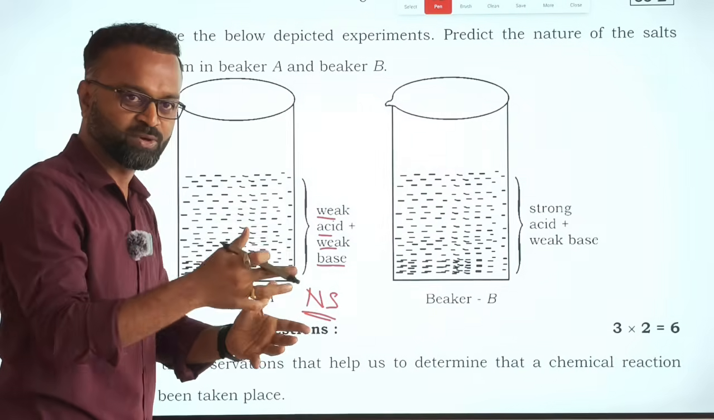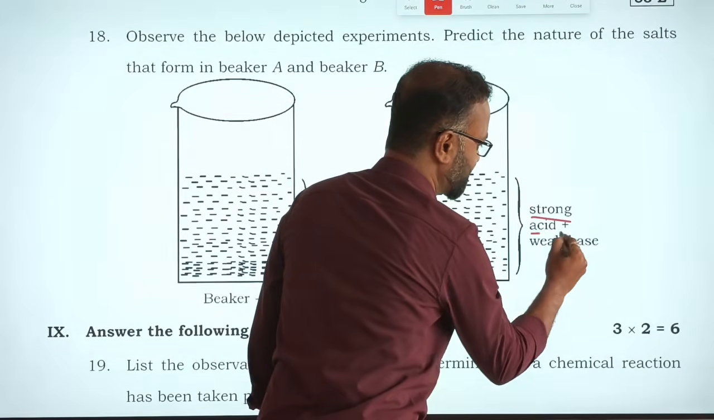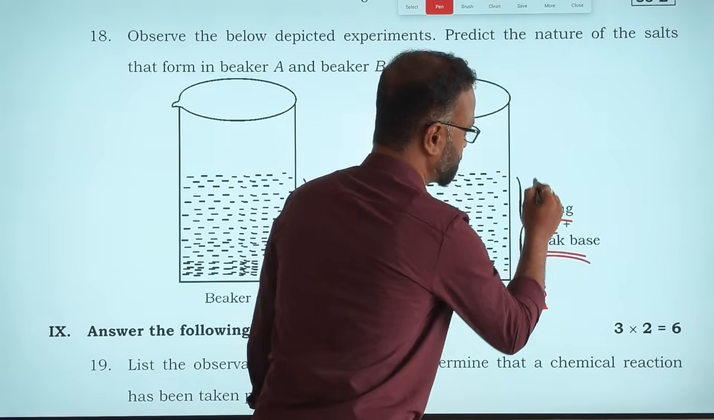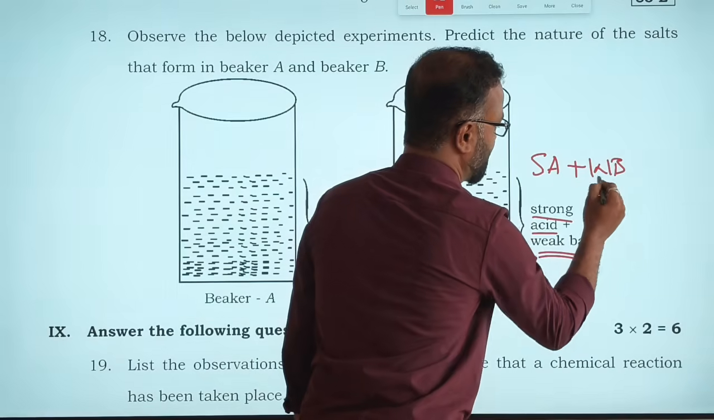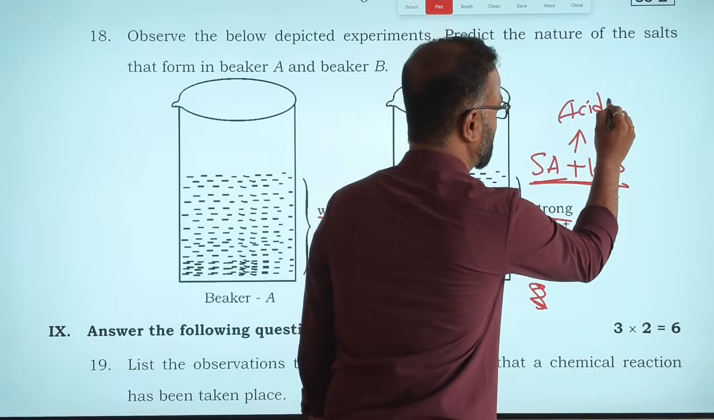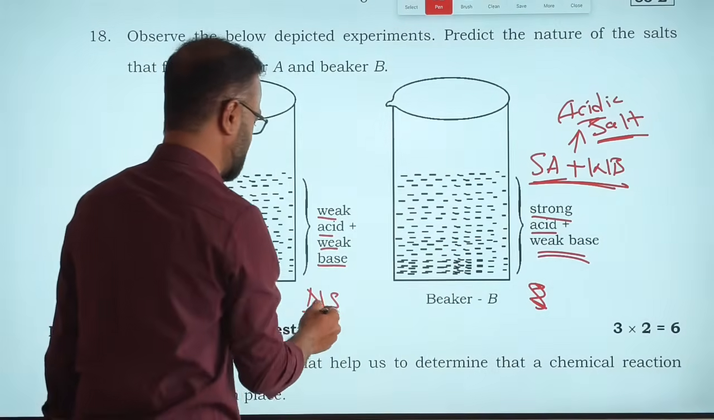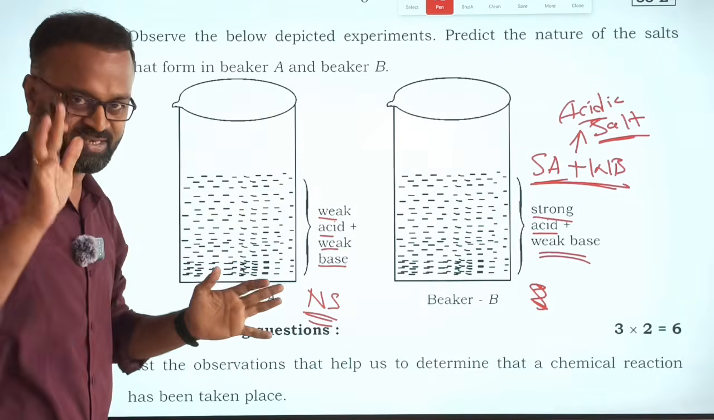Strong acid, strong base, neutral salt. Weak acid, weak base, neutral salt. But see here, strong acid and weak base will form which? Strong acid plus weak base is going to give rise to the acidic salt. Which salt is it going to give rise to? Acidic salt. Correct answer. This one is neutral salt in beaker A. Beaker B, acidic salt. Hope this is clear.